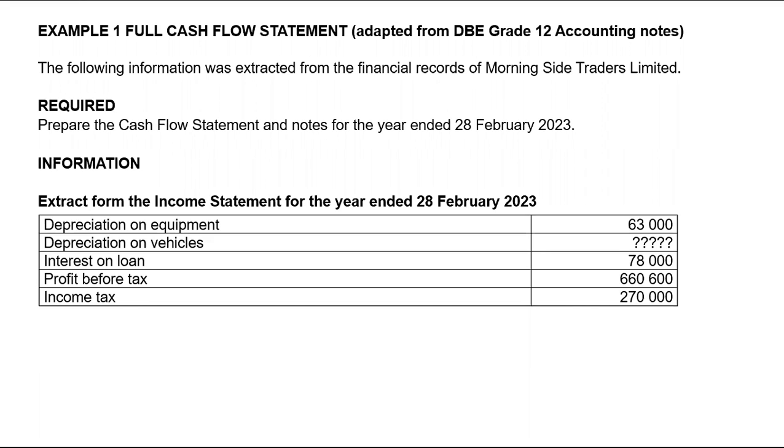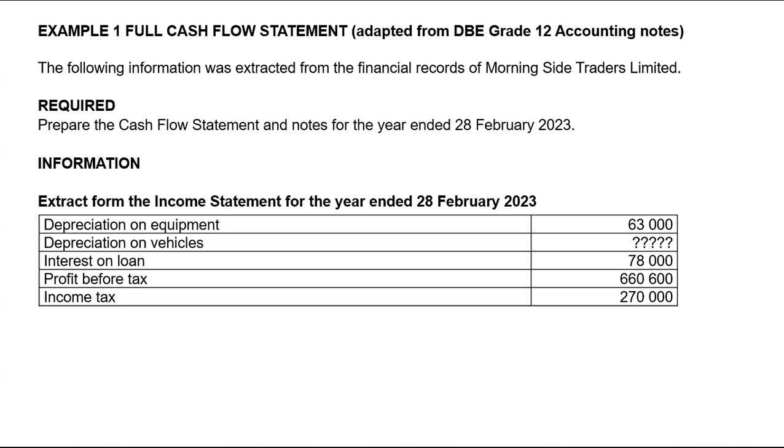Example one, which is the full cash flow statement. I adapted this from DBE Grade 12 Accounting Notes. The following information was extracted from the financial records of Morningside Traders Limited. You are required to prepare the cash flow statement and notes for the year ended 28th of February 2023. You will realize you were given depreciation on equipment, but depreciation on vehicles is a question mark. You were also given interest on loan, profit before tax, as well as income tax.